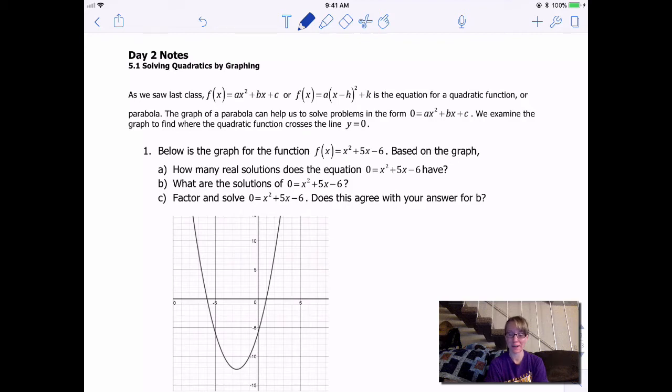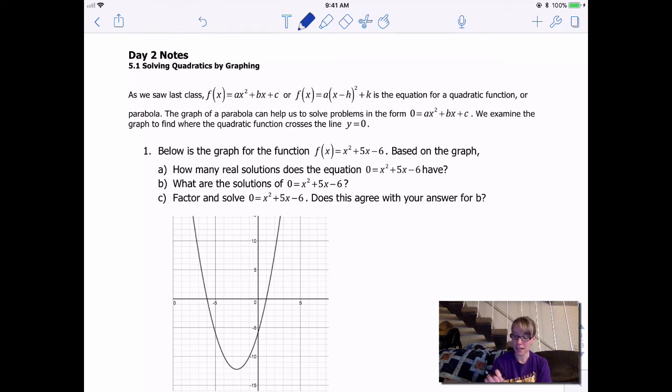Hey there, it's Mrs. Marquette, and we again today are going to talk about solving quadratics and about the graphs of quadratics. Remember that we call the graph of a quadratic a parabola, so I'm going to use those two words interchangeably today. And today we're specifically going to talk about using the graphs of quadratics to solve problems.